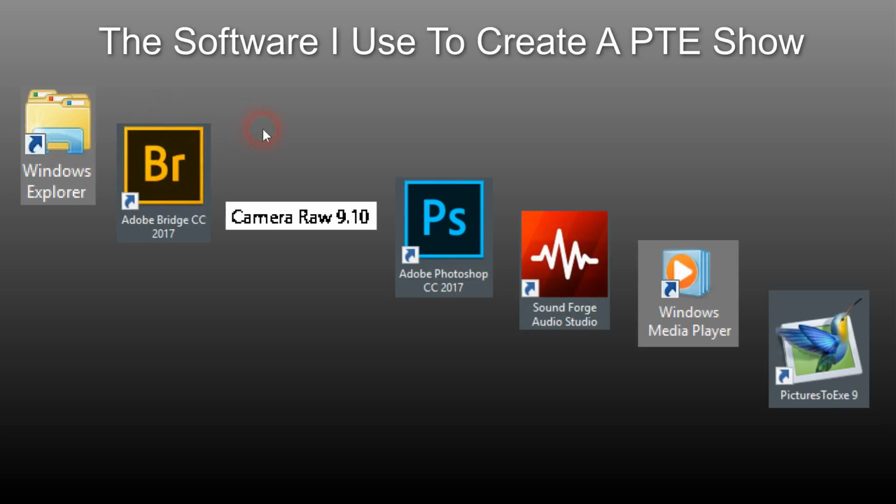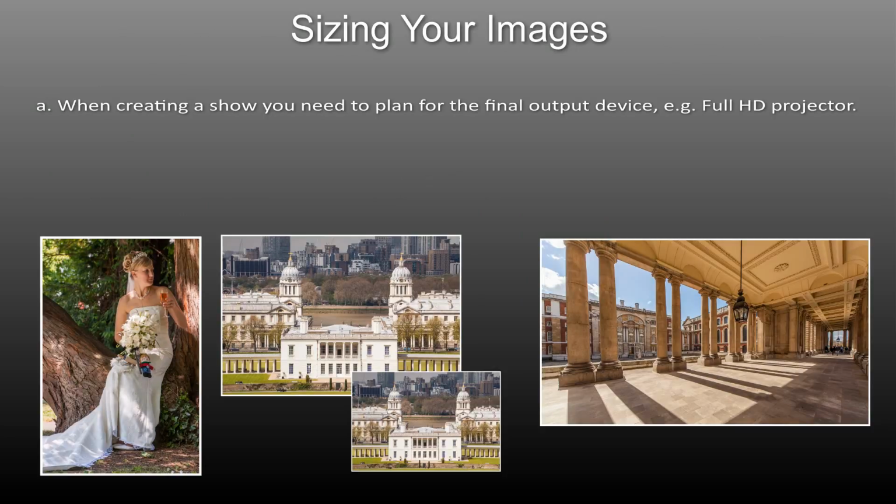So there's quite a few preparatory stages we need to go through before we end up at Pictures to Exe to create the show itself. When you're going to create a Pictures to Exe show, you need to think ahead as to what the final output is going to be presented using. So it could be a full HD projector, which generally has a resolution of 1920 by 1080 pixels, and all your image sizes need to be defined in pixels, so horizontal and vertical pixel dimensions.